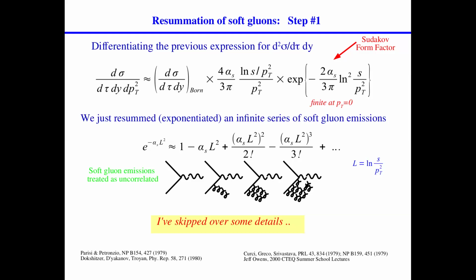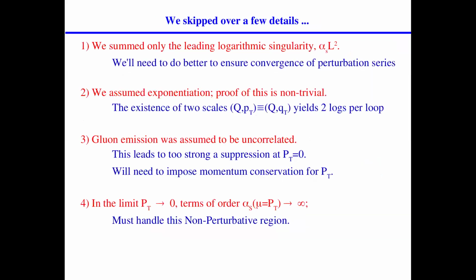So I've skipped over a few details, and let me put in some of those details now. These are just a few of them. We summed over only the leading logarithmic singularity, but it turns out we need to do better because of the convergence of the perturbation series. That's because the expansion is not alpha S log, it's alpha S log squared, as we'll see. We assume the exponentiation, and the proof of this is non-trivial.